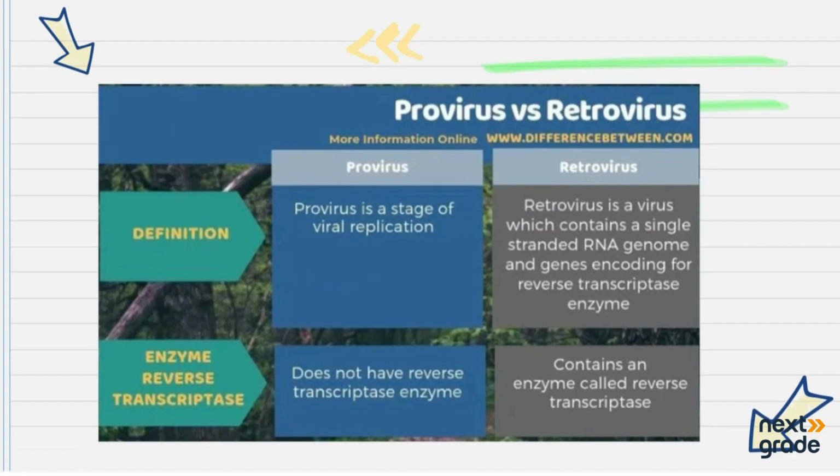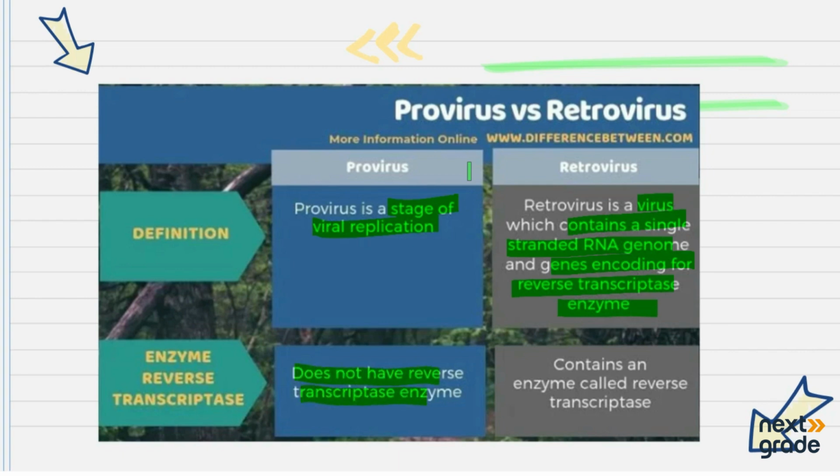Then a little difference between the provirus and the retrovirus. The provirus is a stage of viral replication. But a retrovirus is a virus which contains a single stranded RNA genome and genes encoding for the reverse transcriptase enzyme, right? The provirus doesn't have the reverse transcription enzyme. But the retrovirus contains the enzyme called the reverse transcriptase enzyme. So these are some of the differences between the provirus and the retrovirus.